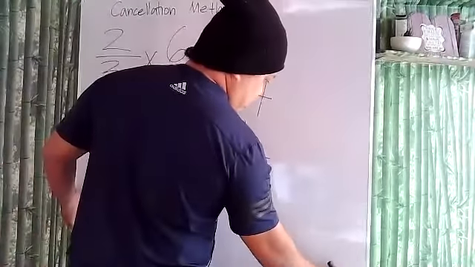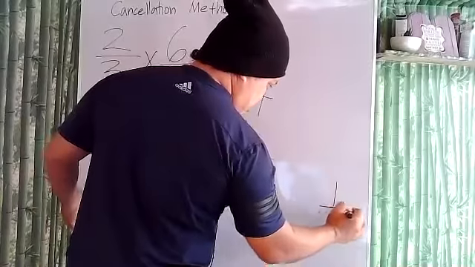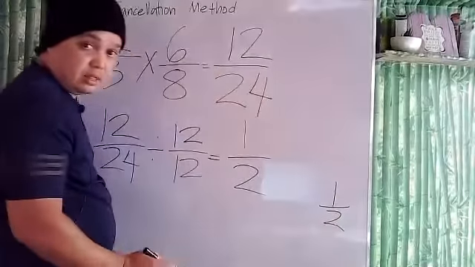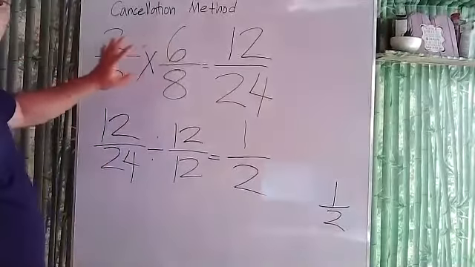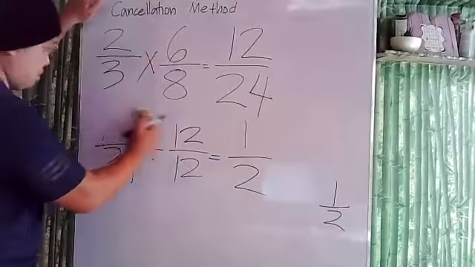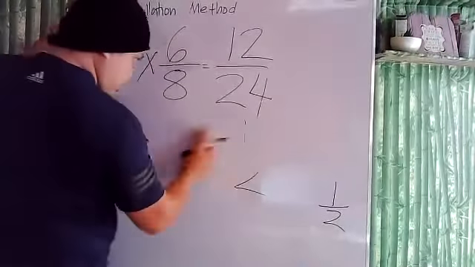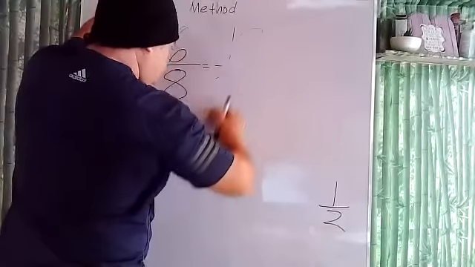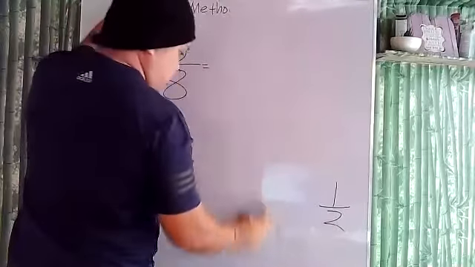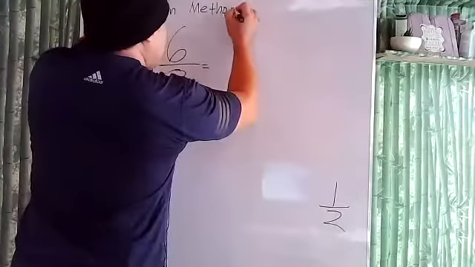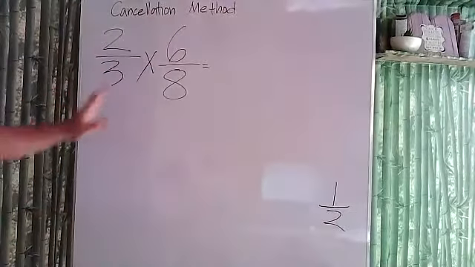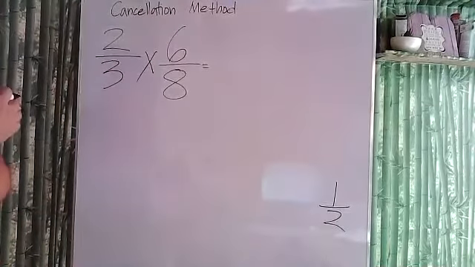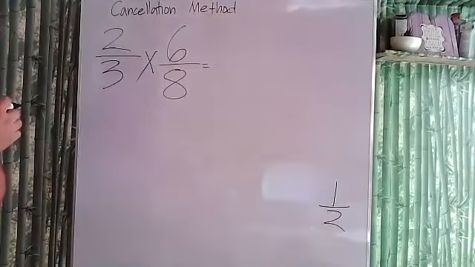Okay, that's your answer, 1/2. Now, how about the same fractions, but we're going to use another method, which is called the cancellation method. We cancel the factors first before multiplying. But make sure that they are both divisible.